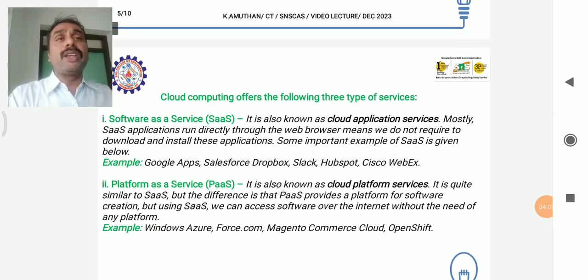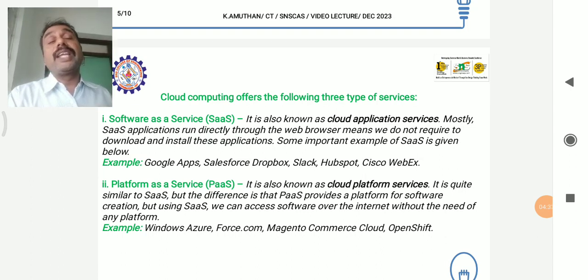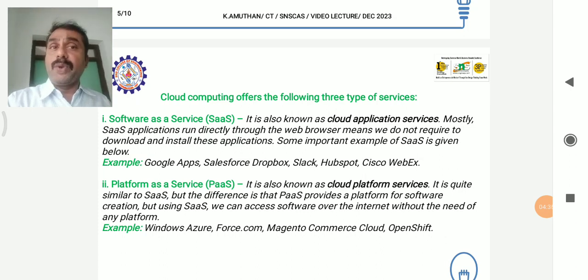Cloud computing offers the following types of service. Software as a service, also known as cloud application service. Examples: Google Apps, Salesforce, Dropbox, HubSpot, Cisco WebEx. Platform as a service, known as cloud platform service. It's quite similar to SaaS. It provides a platform for software creation, but using SaaS we can access the software over the internet without any need for installation. Examples: Windows Azure, Force.com, Magento Commerce Cloud, OpenShift.